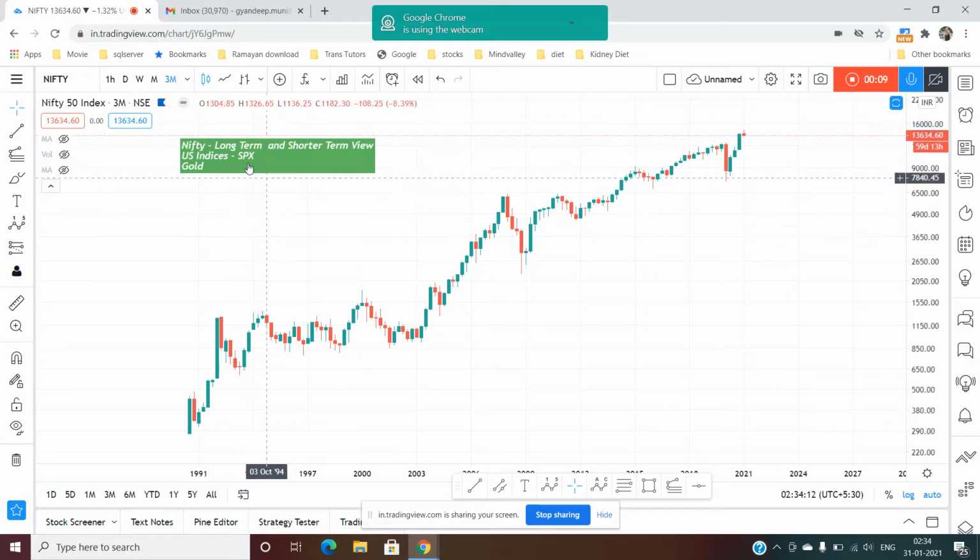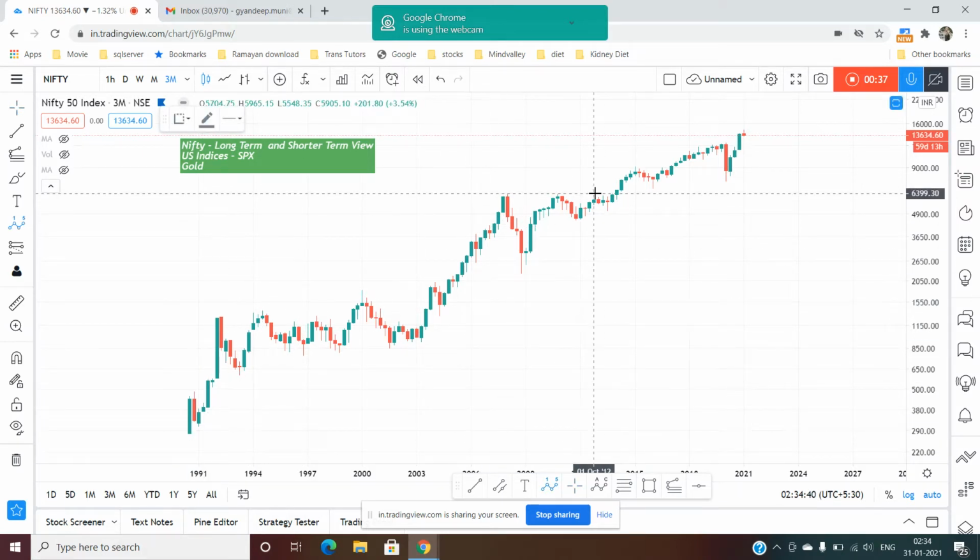We'll be discussing Nifty today. We'll be discussing both the long-term and the shorter-term view. If time permits, we'll be discussing S&P 500, and if we have some time left, we'll be discussing gold. So let's begin without wasting much time.